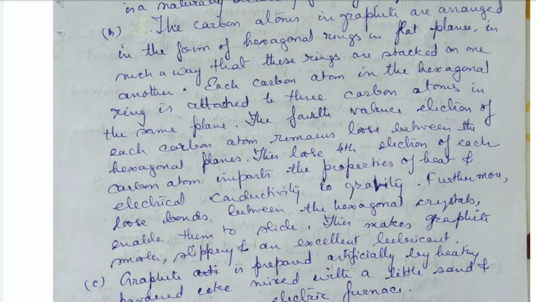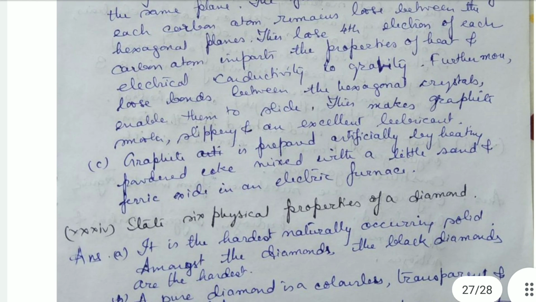Because of this loose electron, graphite is a good conductor of heat and electricity. Furthermore, loose bonds between the hexagonal crystals enable them to slide, and that's why it's greasy, smooth, slippery, and it can be used as an excellent lubricant. Graphite is prepared artificially by heating powdered coke mixed with a little amount of sand and ferric oxide in an electric furnace.